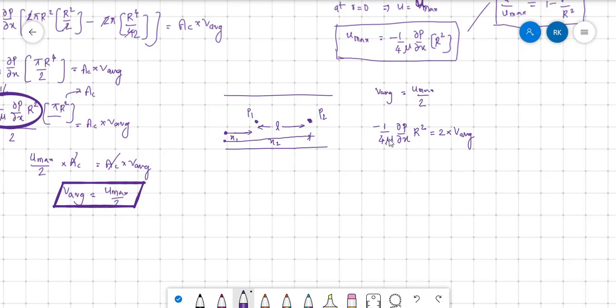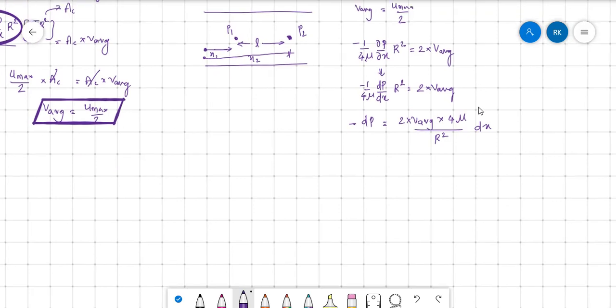So now I am writing this partial differentiation as an exact differential. This is because I am considering that there is no change in pressure in the radial direction. So minus 1 by 4 mu dP by dx equals 2 into V average. Now dP is equal to 2 into V average into 4 mu by R square, with minus dx.